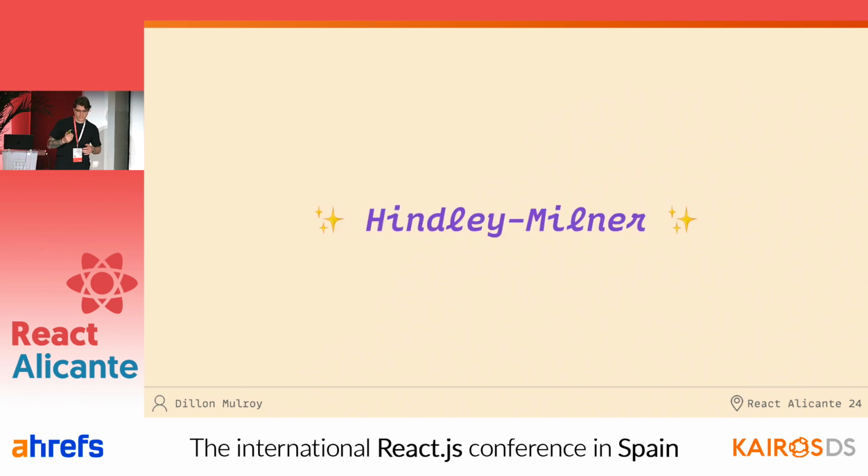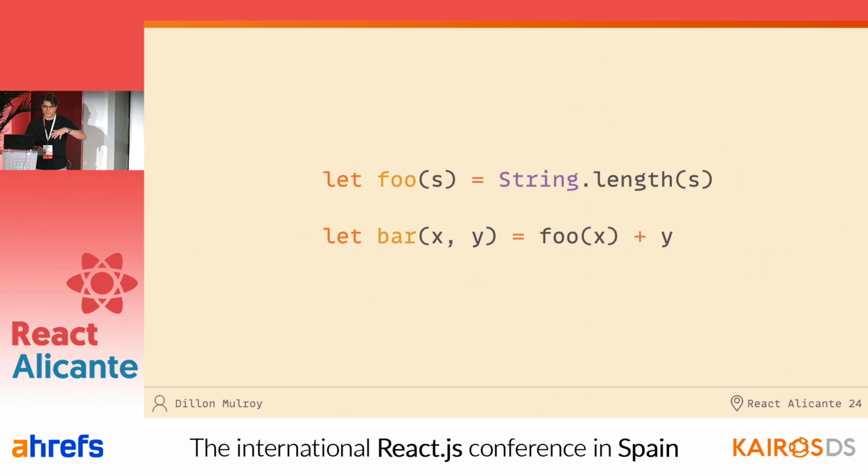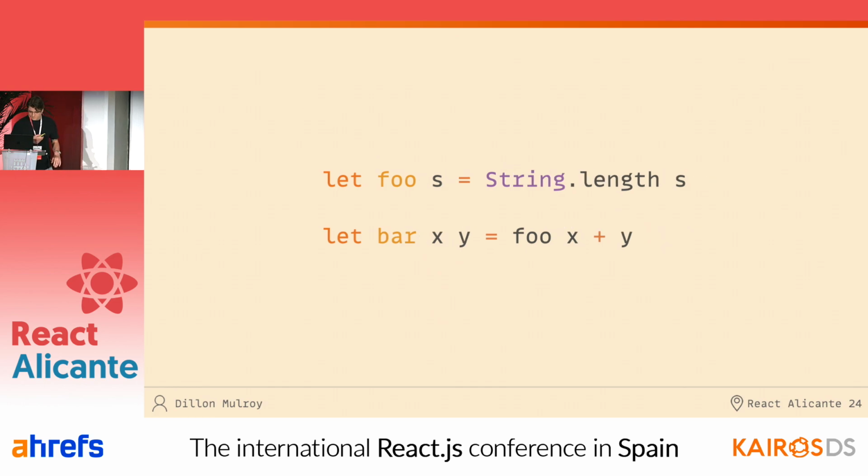Really, the magic is Hindley-Milner, which is the type checking algorithm that languages like OCaml, Haskell, Gleam all use under the covers. So to build a basic intuition, let's look at these two simple functions here. We have let foo, s, that gets passed to String.length. And actually, to make this a little bit easier to read, I've put parentheses there. We don't really use parentheses in OCaml, but this is what it would look like.